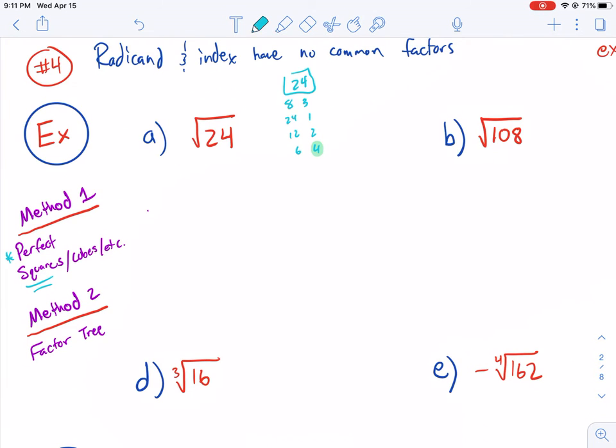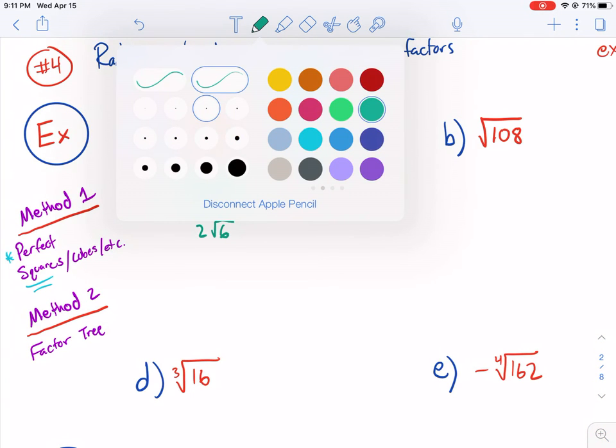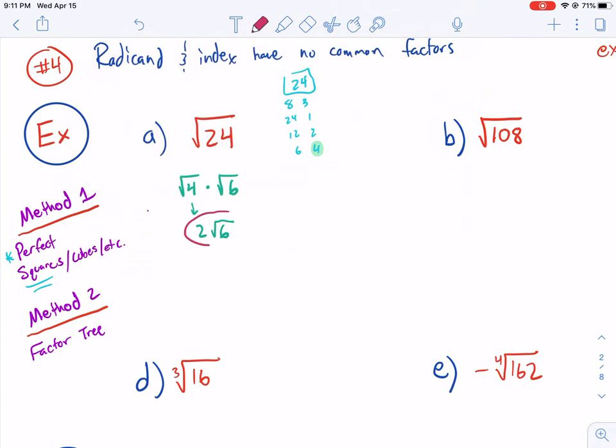So what I'm going to do using this method is I'm going to rewrite square root of 24 as the square root of 4 times the square root of 6. Why do I do that? Well, because I know that I can simplify the square root of 4. This is 2. Square root of 6, the only factors square root of 6 has is 3 and 2. It cannot be simplified any further. So this is just going to stay how it is. And your answer is 2 times radical 6, 2 square root of 6.